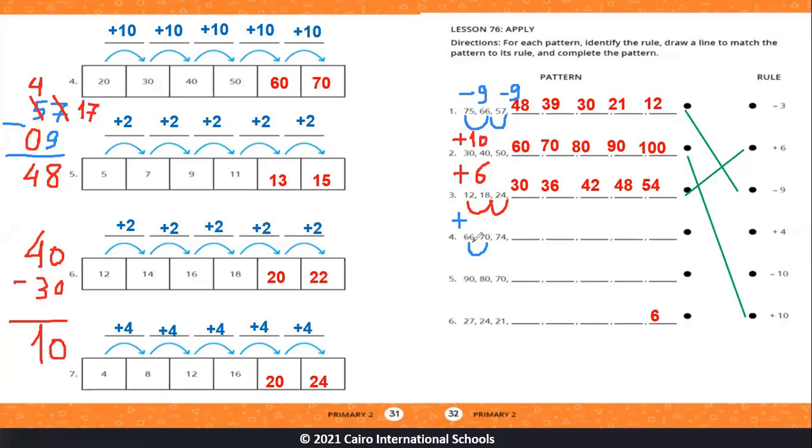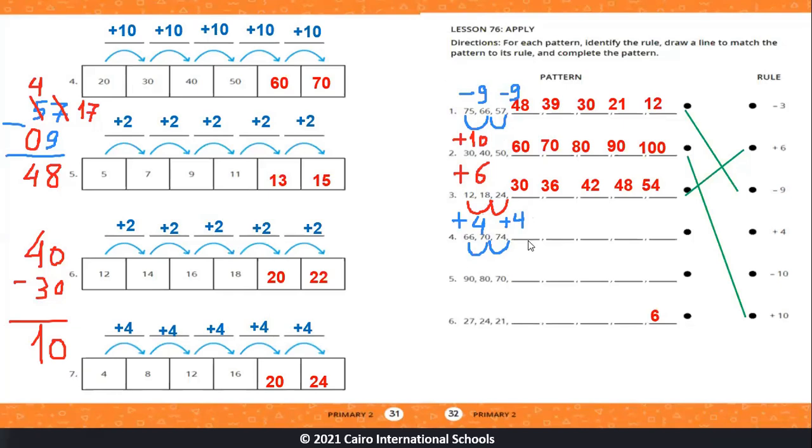After 66, 67, 68, 69, 70. Great. So the difference is 4. And each time we are adding. Why adding, Miss Nada? Because the pattern is an increasing pattern. Again, 74 minus 70 equals 4 also. So each time we are adding 4.